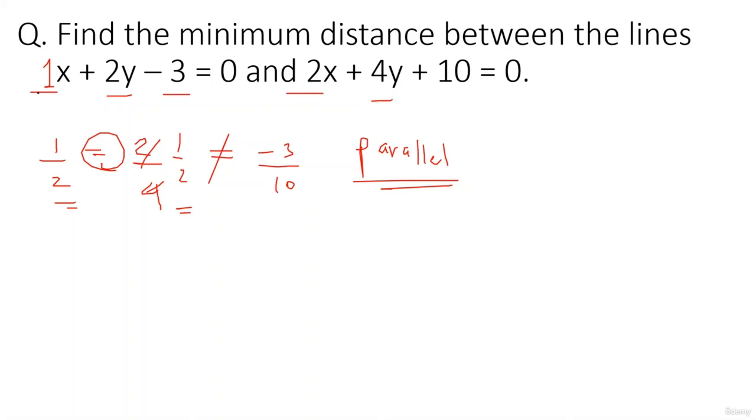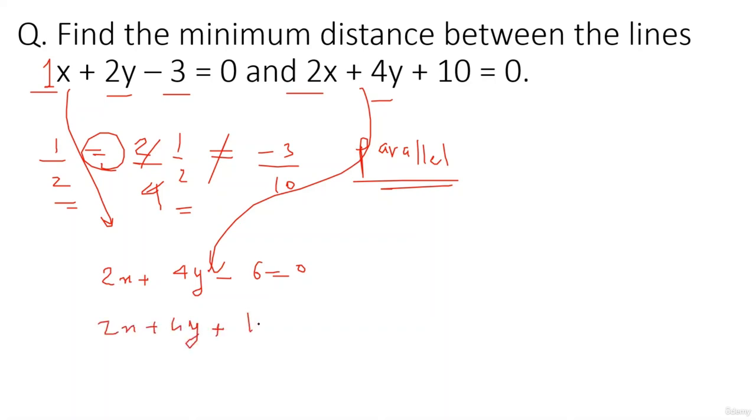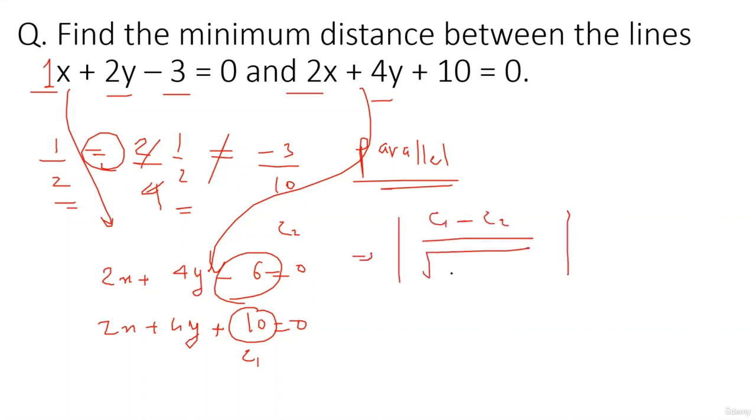So you can multiply the first equation with 2. So you will have 2x plus 4y minus 6 is 0. And the other equation, you can write it as such, 2x plus 4y plus 10 is equal to 0. Okay. Now, constant term इसका क्या है? C1 equal to 10. इसका constant term क्या है? Minus 6. Okay. So, the distance between these two lines will be given by the formula mod of C1 minus C2 upon square root of A square plus B square.